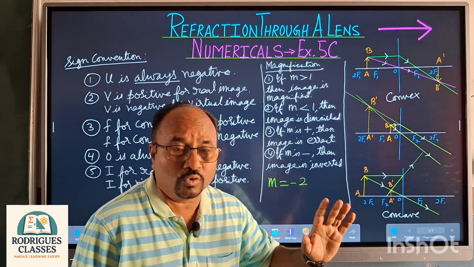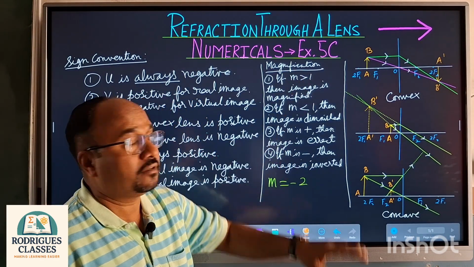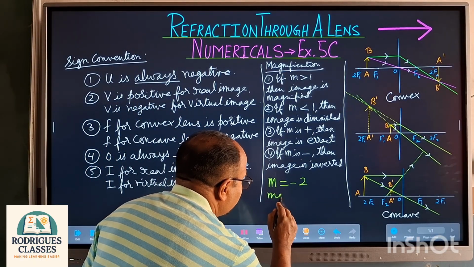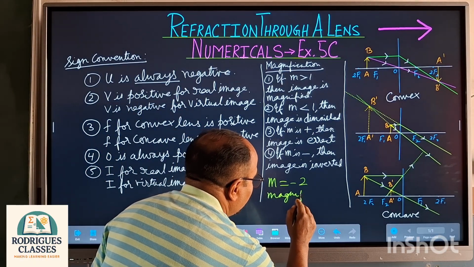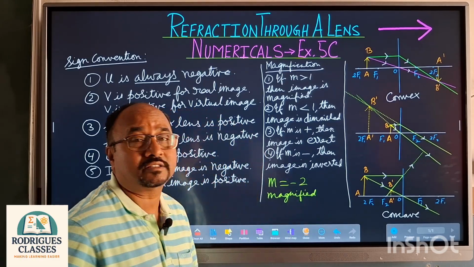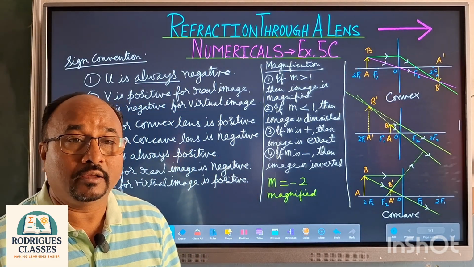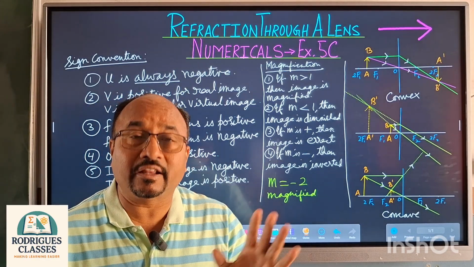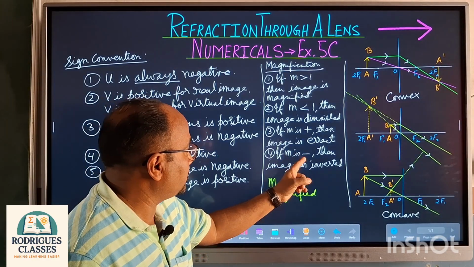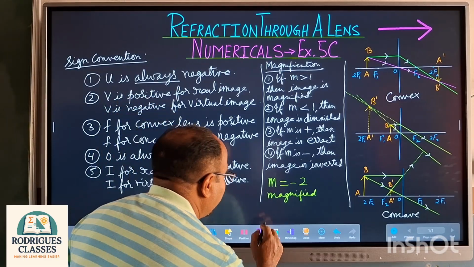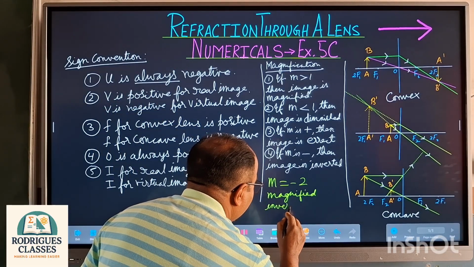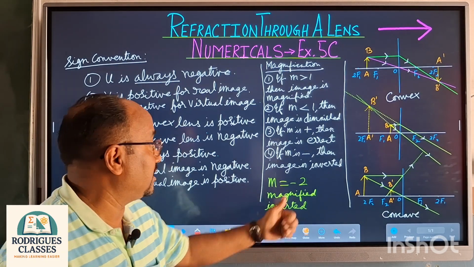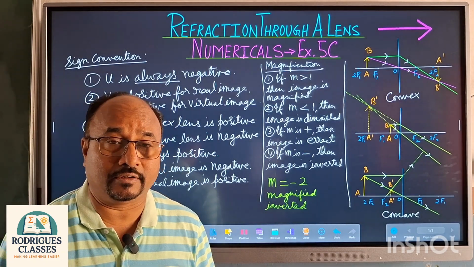So if it is 2, it fits this category. It is greater than 1, so I will write about the image that it is magnified. Now I will take a look at the minus sign. It is negative. Negative is for inverted. So it is magnified and inverted. Like this, you take a look at the result which you get from magnification.